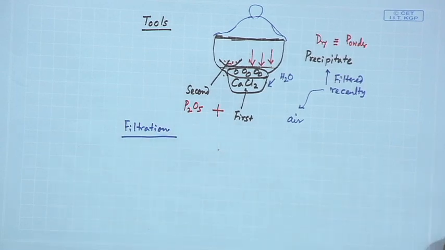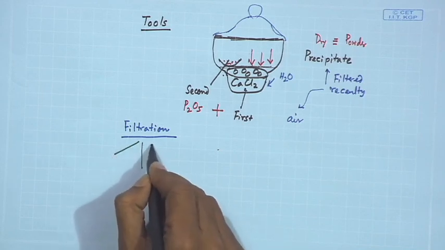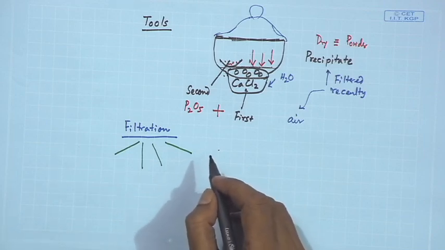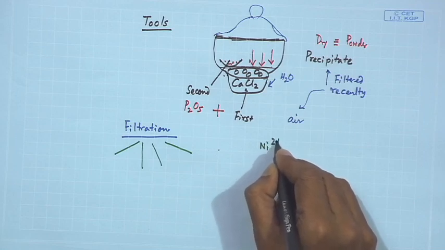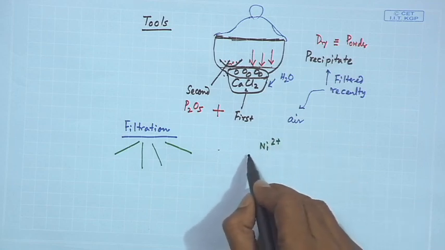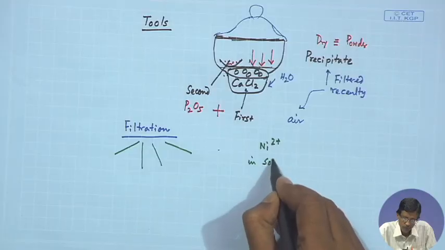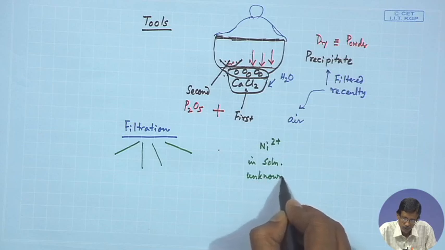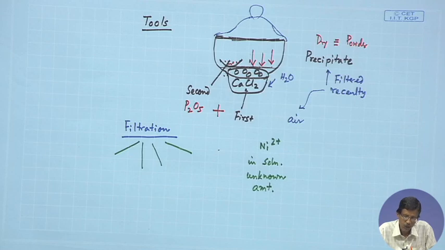So, filtration, we all know that there are several things. The first thing is how we can explain the process of filtration. We have been discussing from the very beginning of our class that you can have Ni2+ in solution, which is a known amount, and we want to determine the corresponding concentration of this Ni2+.